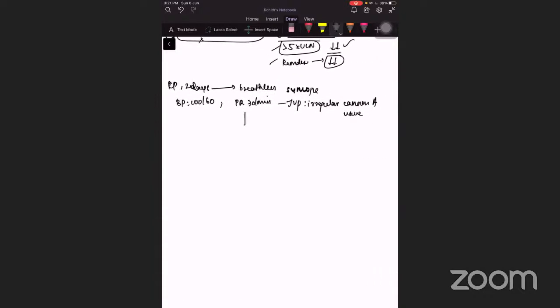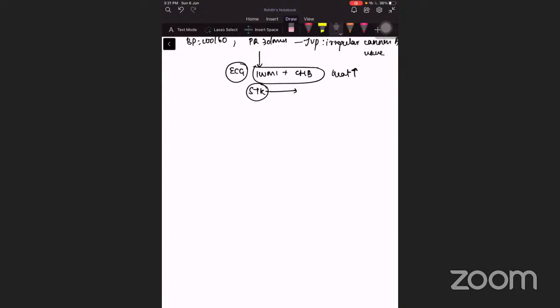So what had happened? This patient's ECG showed an inferior wall MI with complete heart block. The patient underwent thrombolysis with streptokinase, and was incidentally detected to have increased creatinine levels and referred. So after this, the patient comes. This is the pattern of LFT.